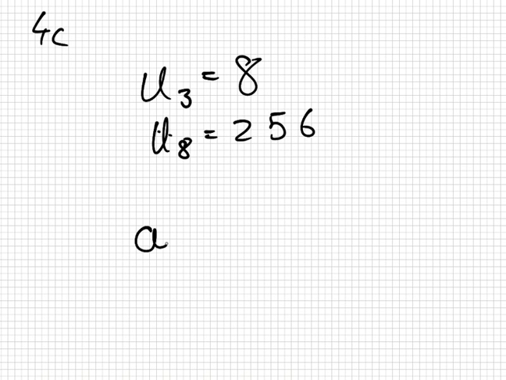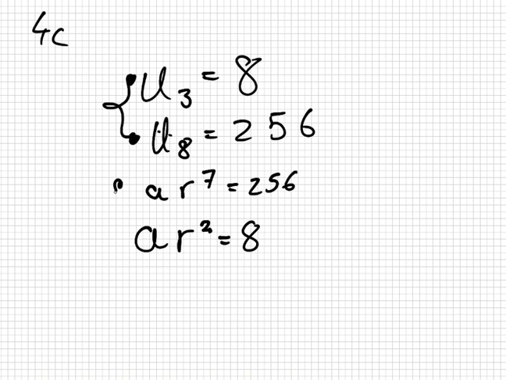Just like the arithmetic, it is enough to be told 2 pieces of information. And from this you can find the A and the R. You know that the third term is 8. Therefore, A R squared equals 8. And the seventh term is 256. What's the formula for the seventh term? A R to the 7 equals 256. So here you get that means this.